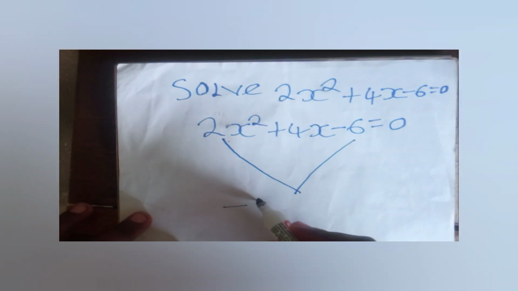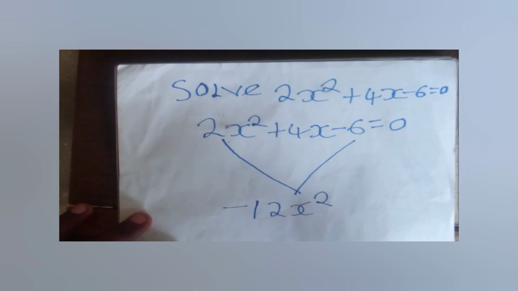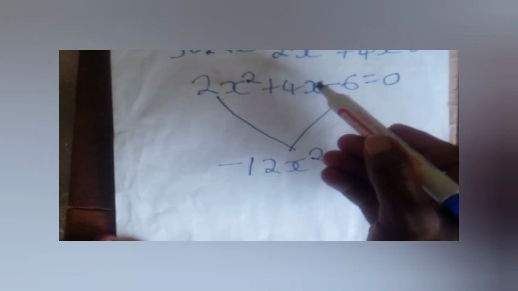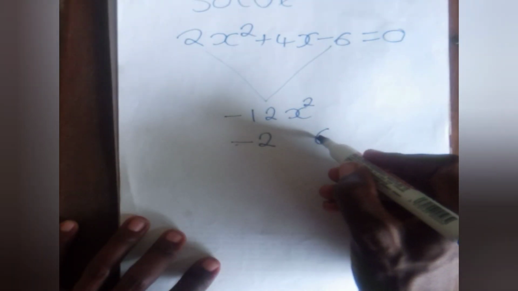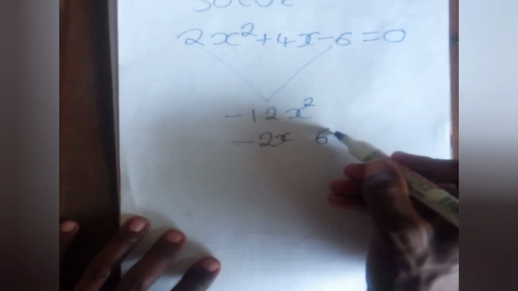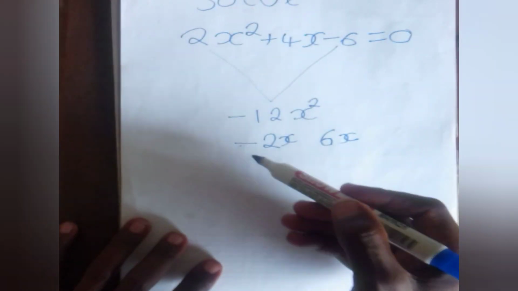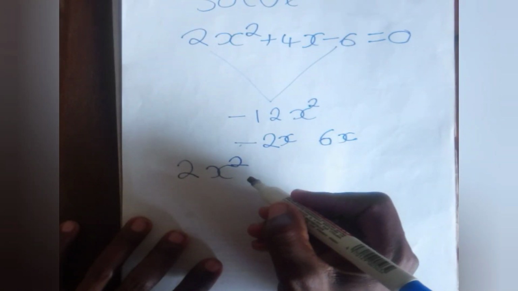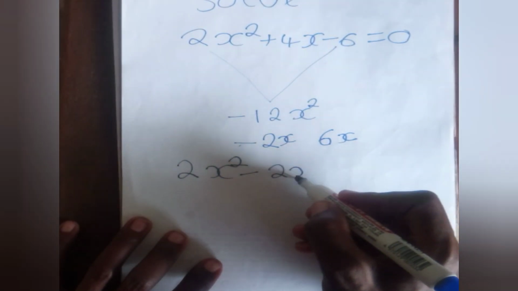Now, question 2. Now in question 2, the rules remain unchanged. You take the first term, multiply by the last term, you come up with a new term, -12x squared. Then you find the factors of this term which can sum up to 4. Then the factors are -2 and +6 can sum up to 4. You rearrange the equation. Instead of 4x, substitute it by the factors -2x and 6x.